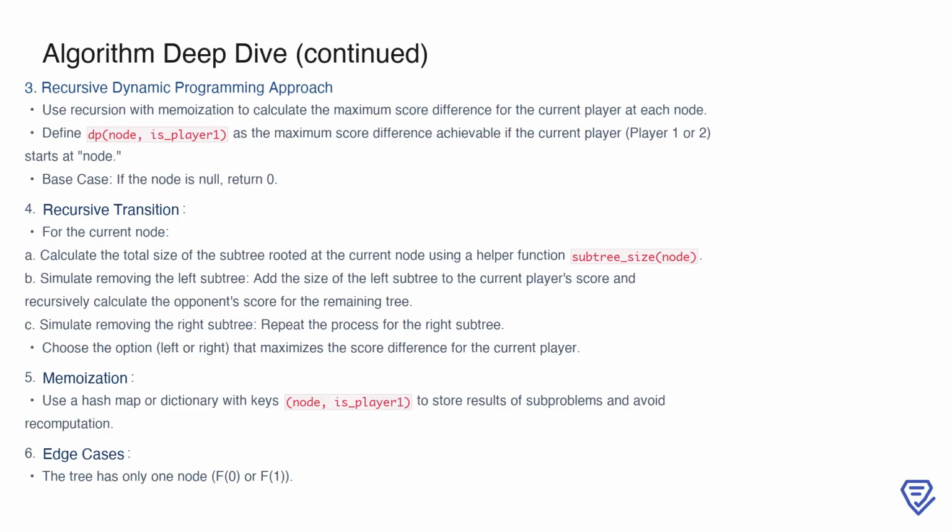We define dp(node, is_player1) to represent the maximum score difference achievable if the current player starts their turn at the given node. The base case is straightforward. If the node is null, the score difference is 0.